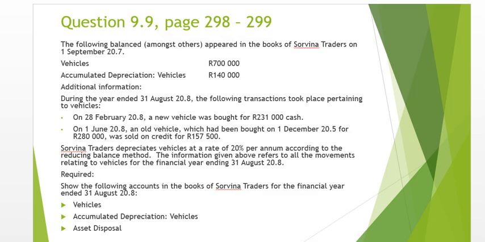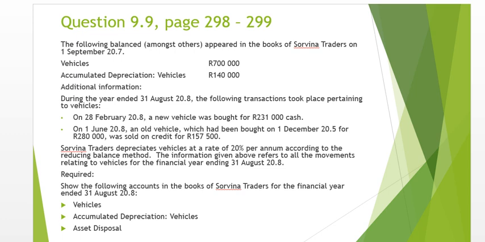Okay, so if we have a look at this question, it says the following balances, amongst others, appeared in the books of Sylvina Traders on the 1st of September 2007. We've got a balance for vehicles of 700,000 Rand, and for accumulated depreciation on vehicles, 140,000 Rand. So what is required from us? We want to show the following accounts in the books of Sylvina Traders for the financial year ending 31 August 2008: vehicles, accumulated depreciation, and asset disposal.